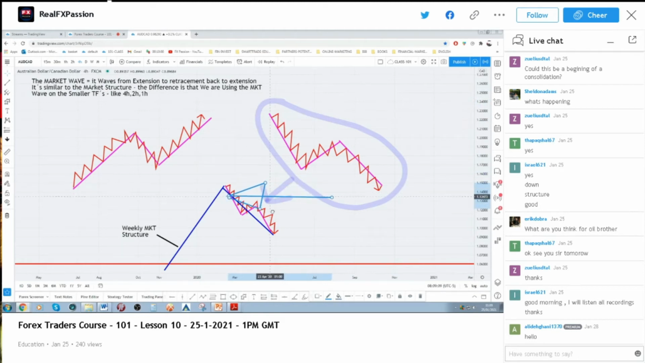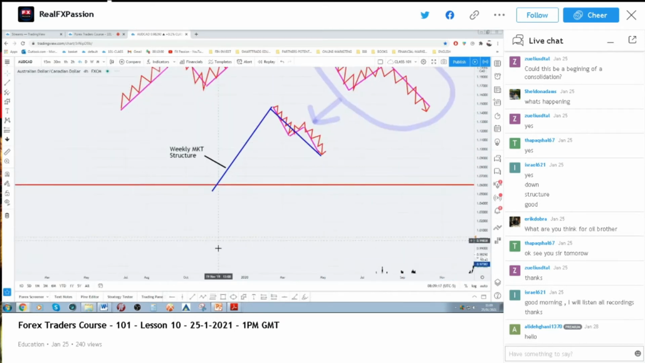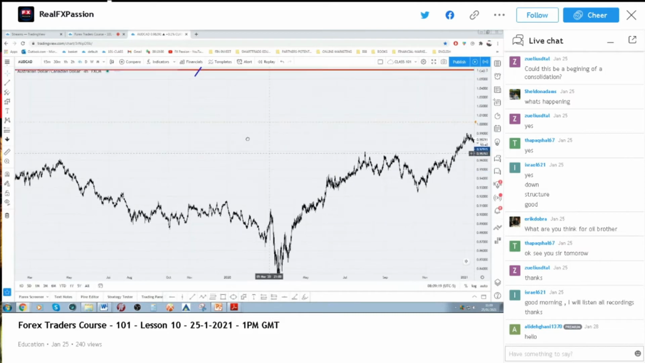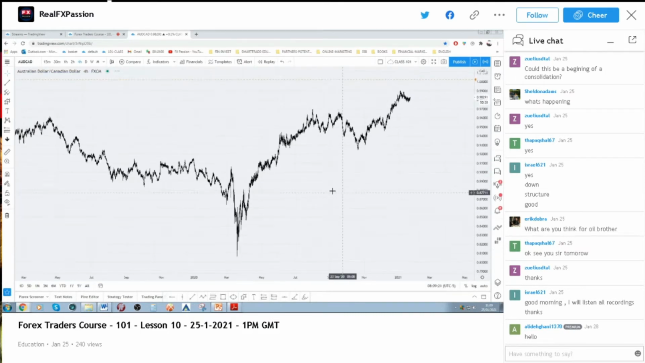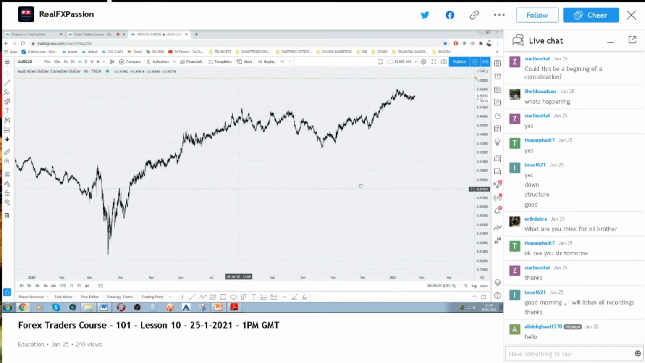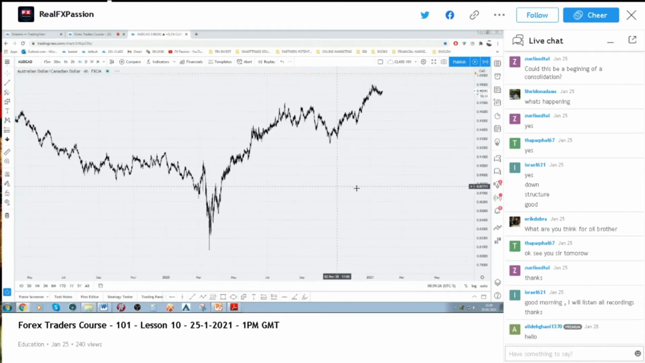So we are going to learn today how to identify, how to spot the market wave, all right? We are on AUD/CAD for our chart, everybody, and here is the market wave. This would be extension, retracement, extension. One more time. How do you know that this is extension, retracement, extension?